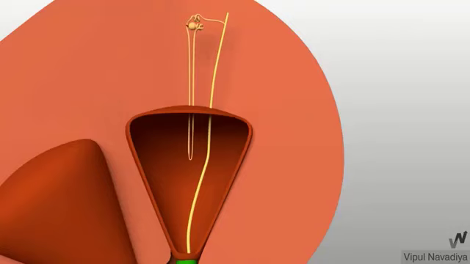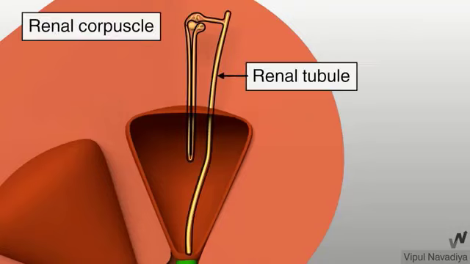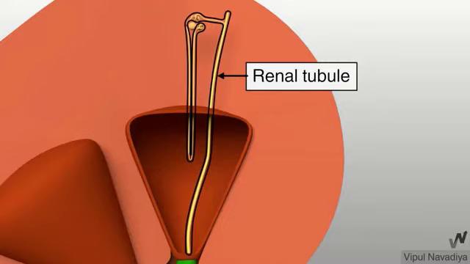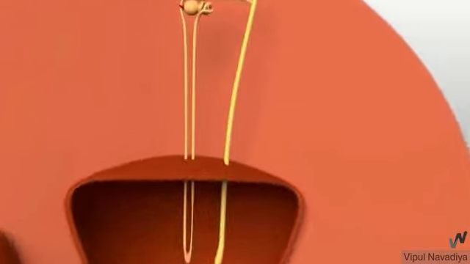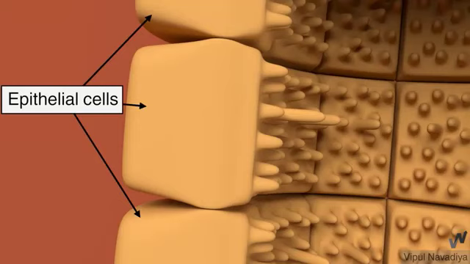In this video we discuss the functional anatomy of the kidney, the tubular system. The tubular system, or nephron, consists of the renal corpuscle and the renal tubule. The renal corpuscle, or renal glomerulus, was discussed in the previous lecture, while now we'll discuss the renal tubule. The renal tubule consists of a single layer of epithelial cells.